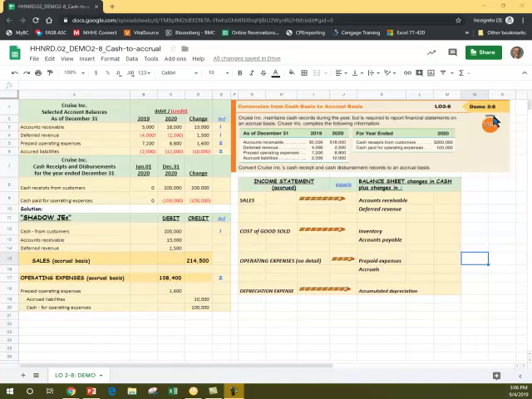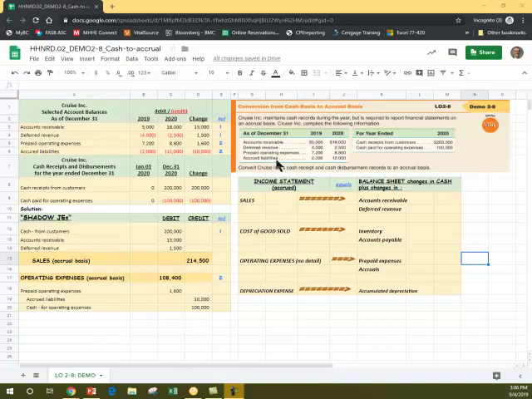In this case, cash to accrual basis accounting is for the Cruise Inc. company that maintains its records on the cash basis during the year, but is required to report financial statements on an accrual basis. Cruise Inc. compiles the following information on the cash basis.